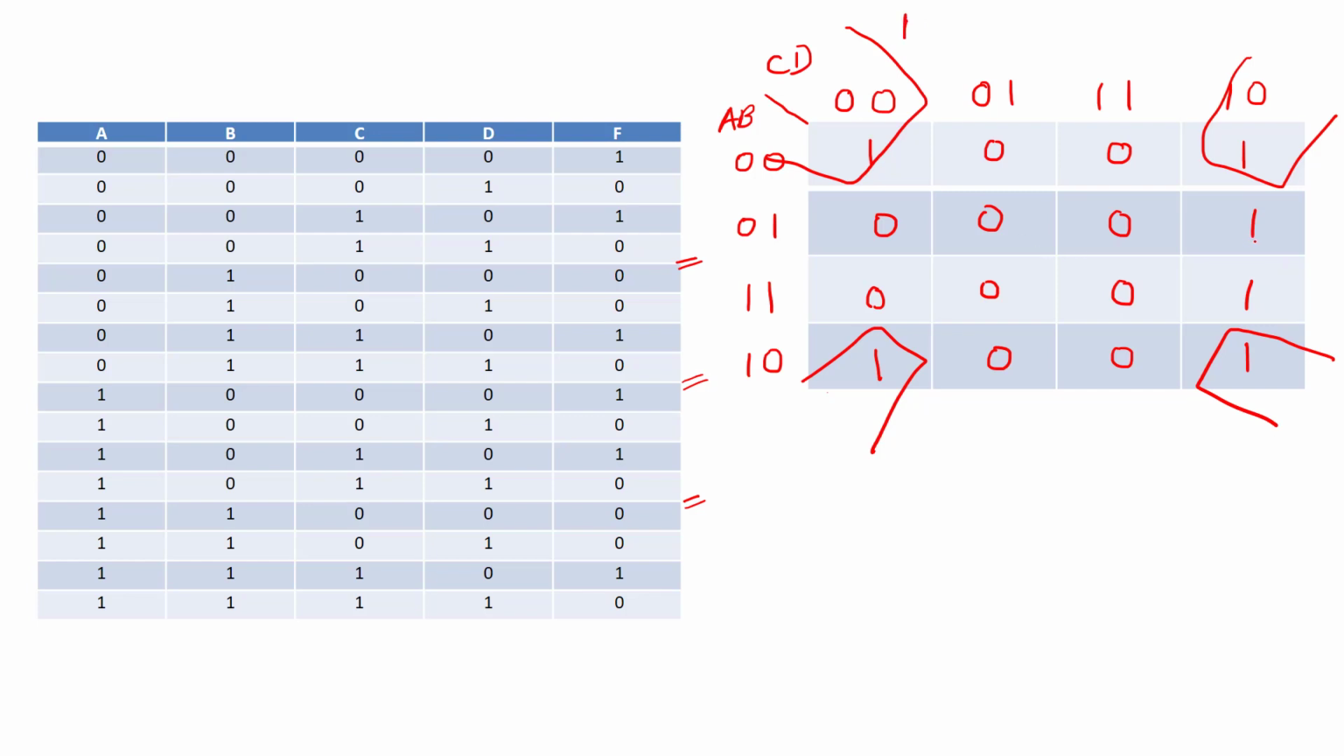And then to accommodate for these 2, I can also include these other 2 that are already part of group 1 to make a bigger group. So this is going to be my group 2.